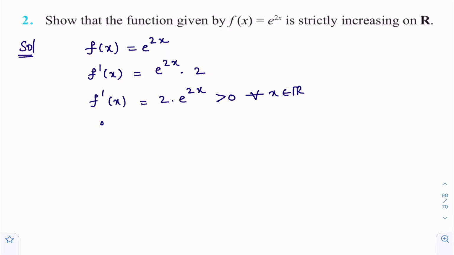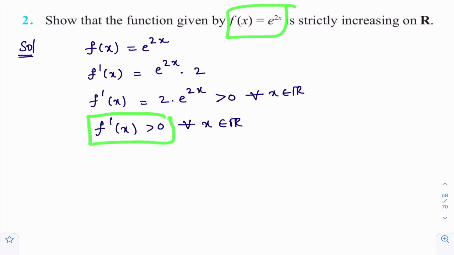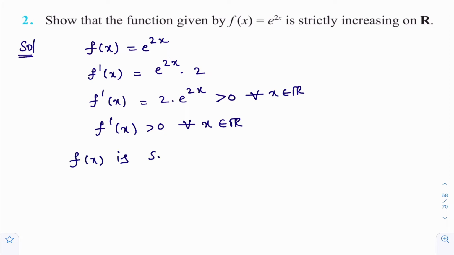So what you got here? Here you got that f dash of x is greater than 0 for all x belongs to real numbers. As they gave f of x, I calculated f dash of x. I got that it is greater than 0 for all x belongs to real numbers. So what I can say? I can say that f of x is strictly increasing on real numbers.